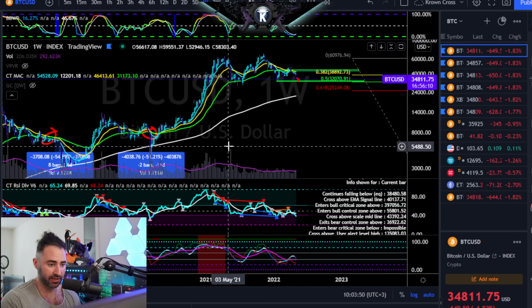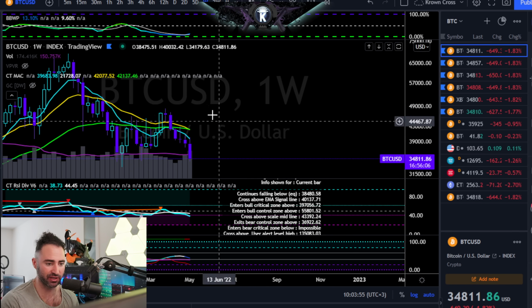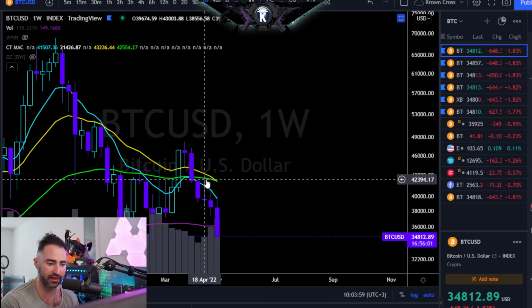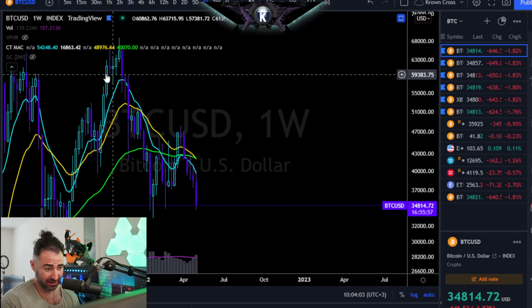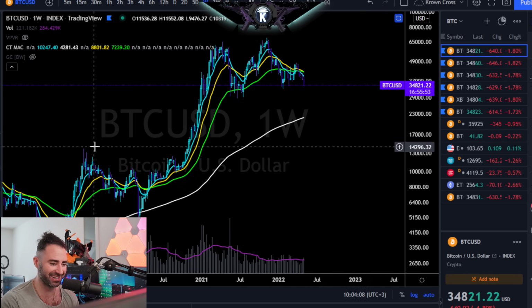Well, that would be this chart right here. And that would be the, what seems almost inevitable at this point, cross that is setting up between that yellow 21 exponential and that green 55 exponential moving average. This is called the silver cross, and the reason why it's relevant is because historically it's pretty good.